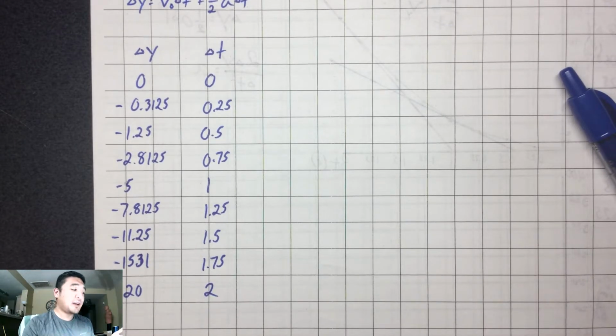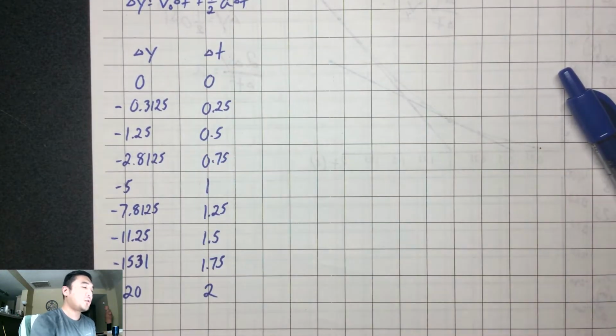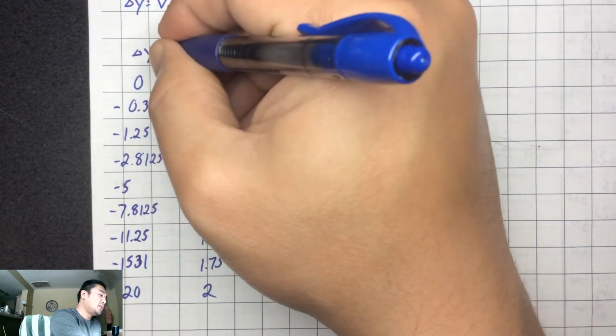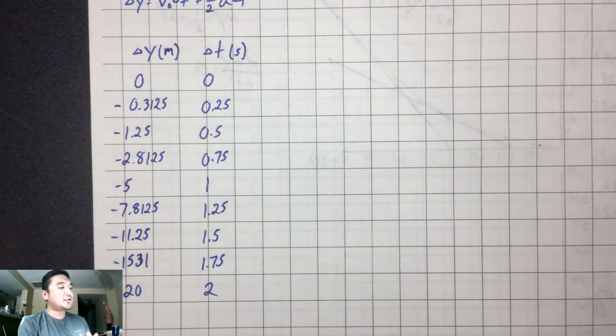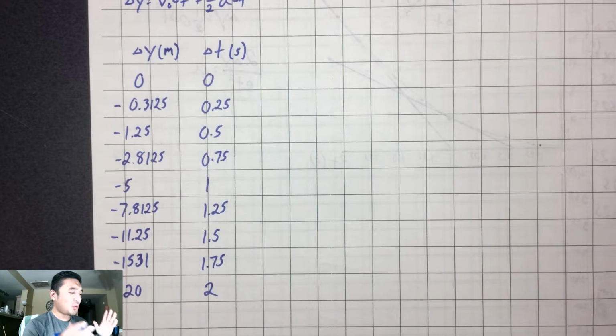And here's the data. We have 0 seconds, 0 position. We fall for 2 seconds total. Final position of -20, and we will call this in meters, and we'll call this in seconds. And so if we were to take a look at this and graph it out, we're going to probably see an exponential curve.